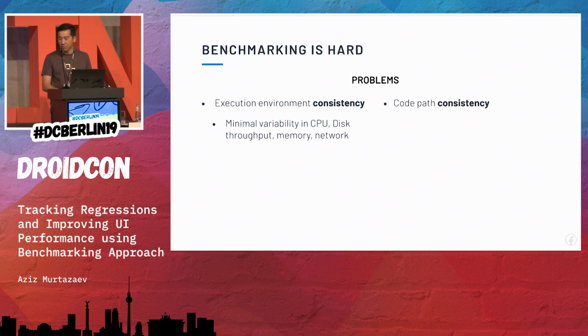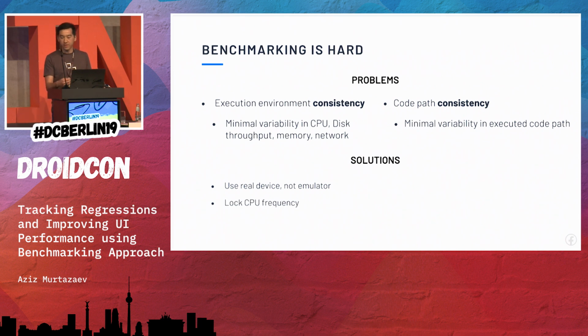Another problem is code path consistency. You need to run the same code path again and again, and it should produce consistent results. So how do we solve them? For the first one, the execution environment, we use real devices, not emulators, because an emulator is not representative of real behavior. Then we lock the CPU frequency, for the reasons that I mentioned before, since CPU frequency might vary quite widely.